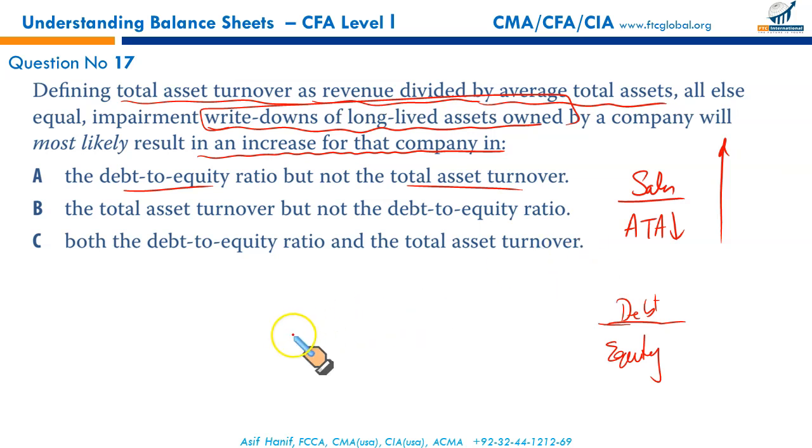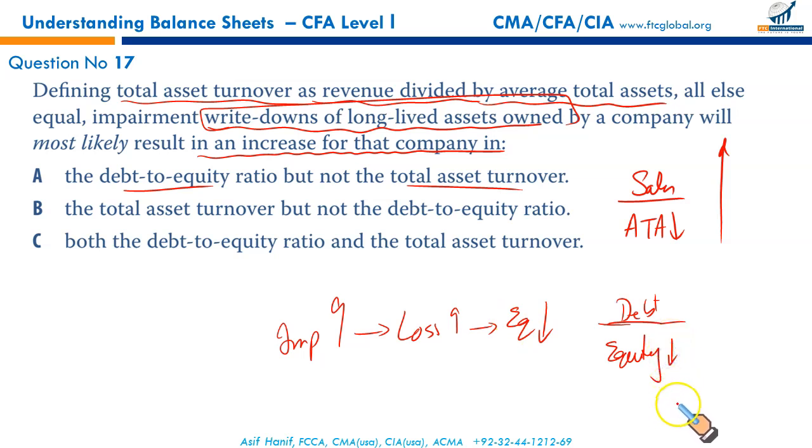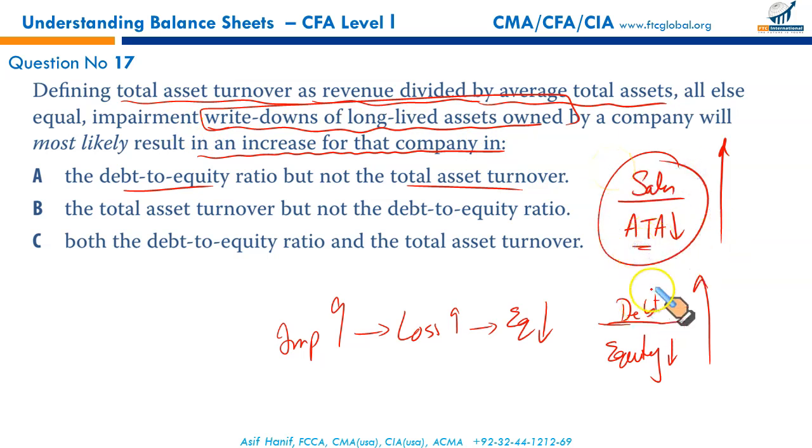Likewise, since you have charged an impairment loss, this impairment loss is a loss, and loss is a loss. This loss will be charged against your net income, which eventually becomes a part of equity. Equity reduces. Since the equity is going down, a lower denominator will result in a higher debt to equity ratio. Now we are absolutely sure, because of an impairment write-down, your assets turnover would increase. Why? Because the denominator is decreasing. And your debt to equity ratio would increase as well because the denominator is falling.